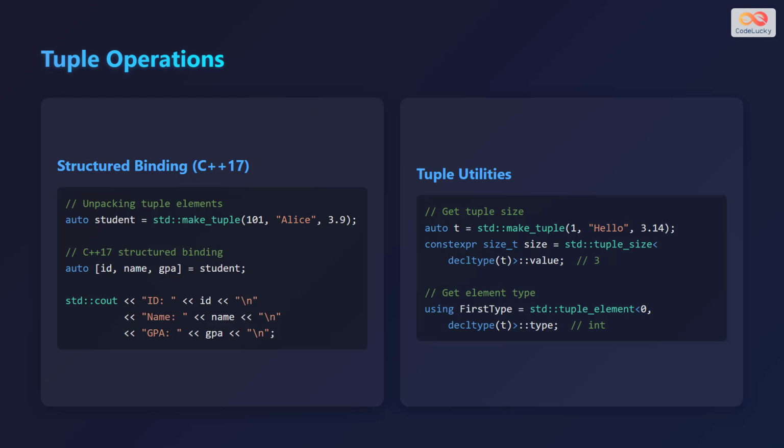C++ provides utilities to get the size and element type of a tuple at compile time. std::tuple_size gives you the number of elements in the tuple, and std::tuple_element gives you the type of an element at a specific index.